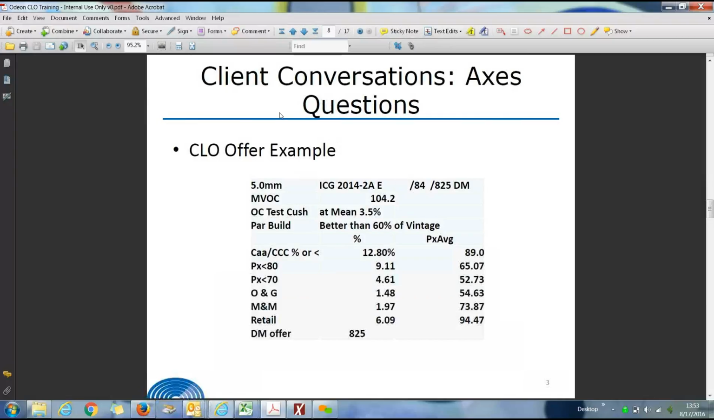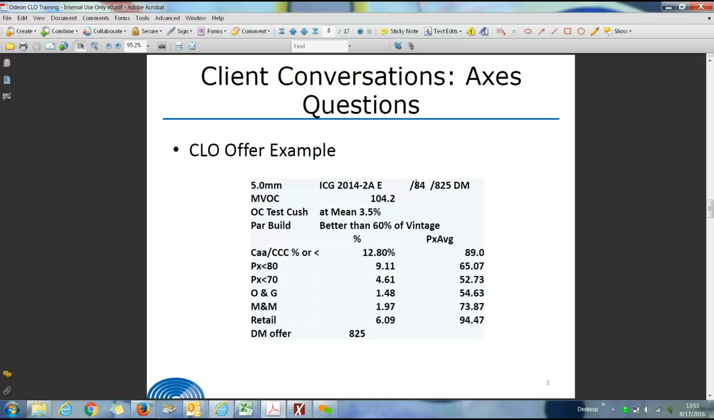All right, so let's see. Here's an offer example. So we got 5 million. This is the Bloomberg ticker symbol. Has everybody got this slide on their screen? I hope. Okay, anyway, I guess the slides are going through at the right speed. So you got ICG 2014 2AE. We're currently offering this, I still hope.